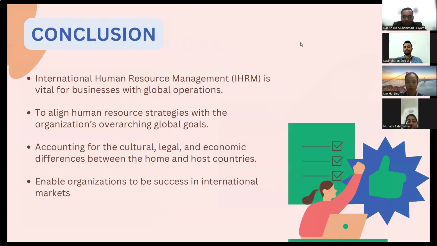In conclusion, international human resource management (IHRM) is vital for businesses with global operations as it addresses the complexities of managing diverse workforces across various countries. The core objective of IHRM is to align human resource strategies with the organization's overarching global goals, while accounting for the cultural, legal, and economic differences between the home and host countries. By adopting effective IHRM practices, multinational corporations can cultivate cohesive, high-performing teams that drive the organization's success in international markets.